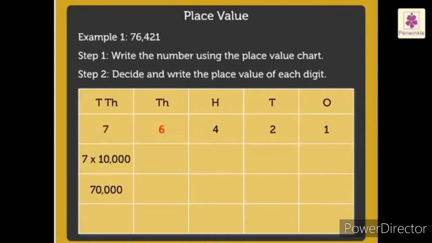The number 6 is in the thousands column. So, its place value is 6 into 1000, that is 6,000. The number 4 is in the hundreds column. So, its place value is 4 into 100, that is 400. The number 2 is in the tens column. So, its place value is 2 into 10, that is 20. Lastly, the number 1 is in the ones column. So, its place value is 1 into 1, that is 1.